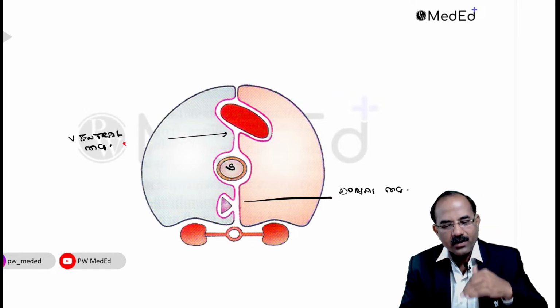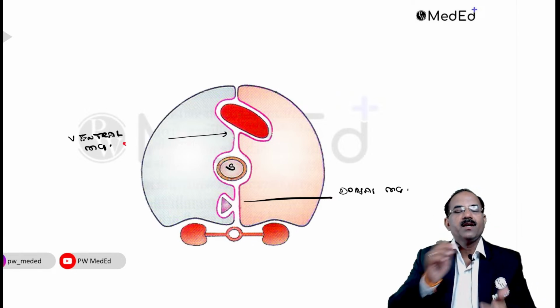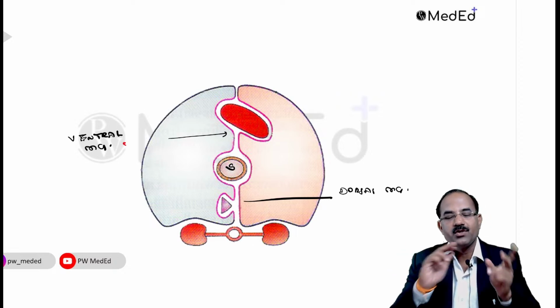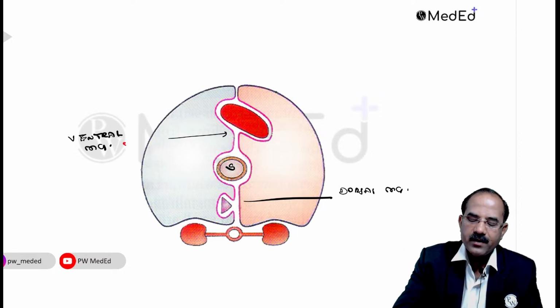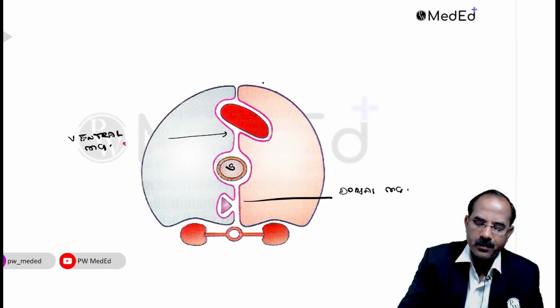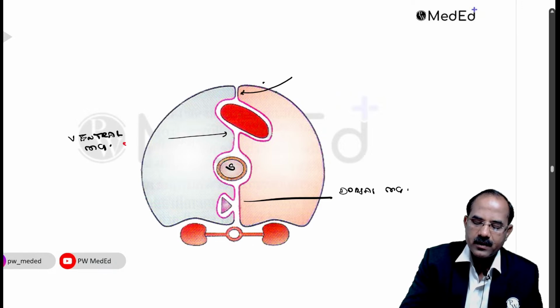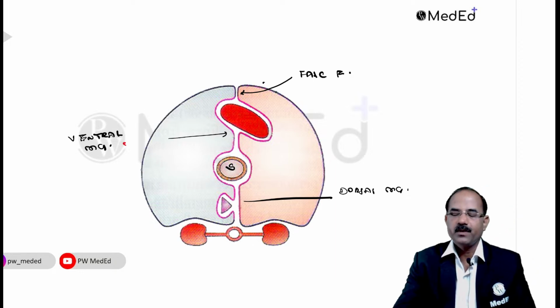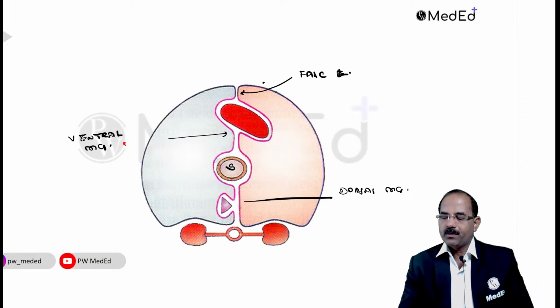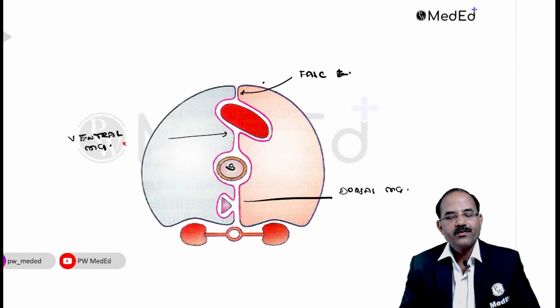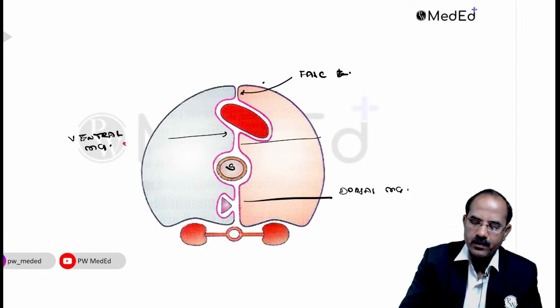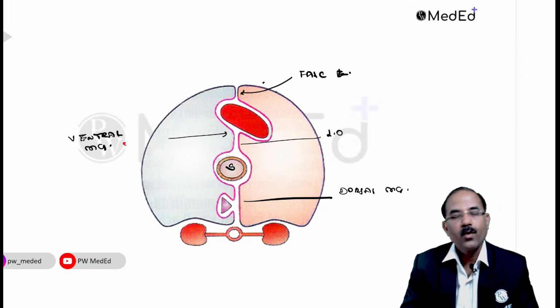And the moment the liver grows in the ventral mesogastrium, it divides the ventral mesogastrium. The one from the anterior abdominal wall to the liver, what do you call this? The falciform ligament. And from the liver to the stomach, this becomes the lesser omentum.